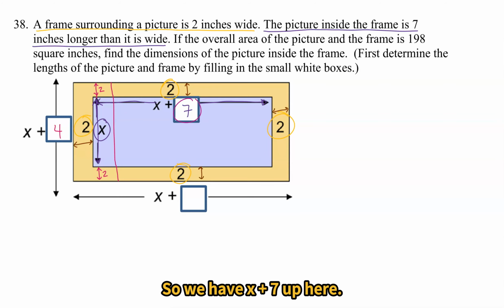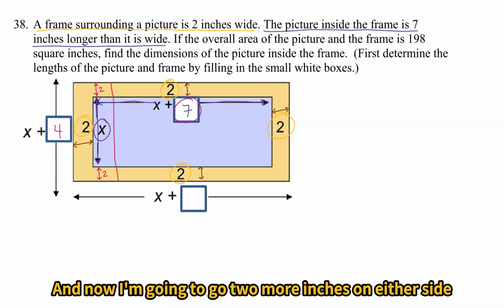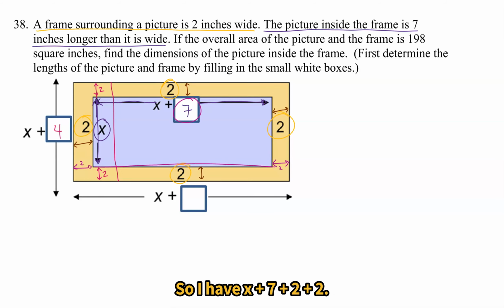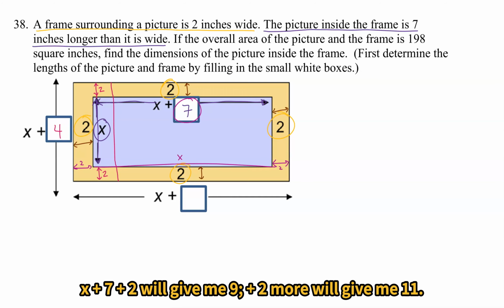And then how about the entire picture plus the frame with its length? So we have x plus 7 up here. And now I'm going to go 2 more inches on either side. So I have x plus 7 plus 2 plus 2. So x plus 7 plus 2 will give me 9, plus 2 more will give me 11.